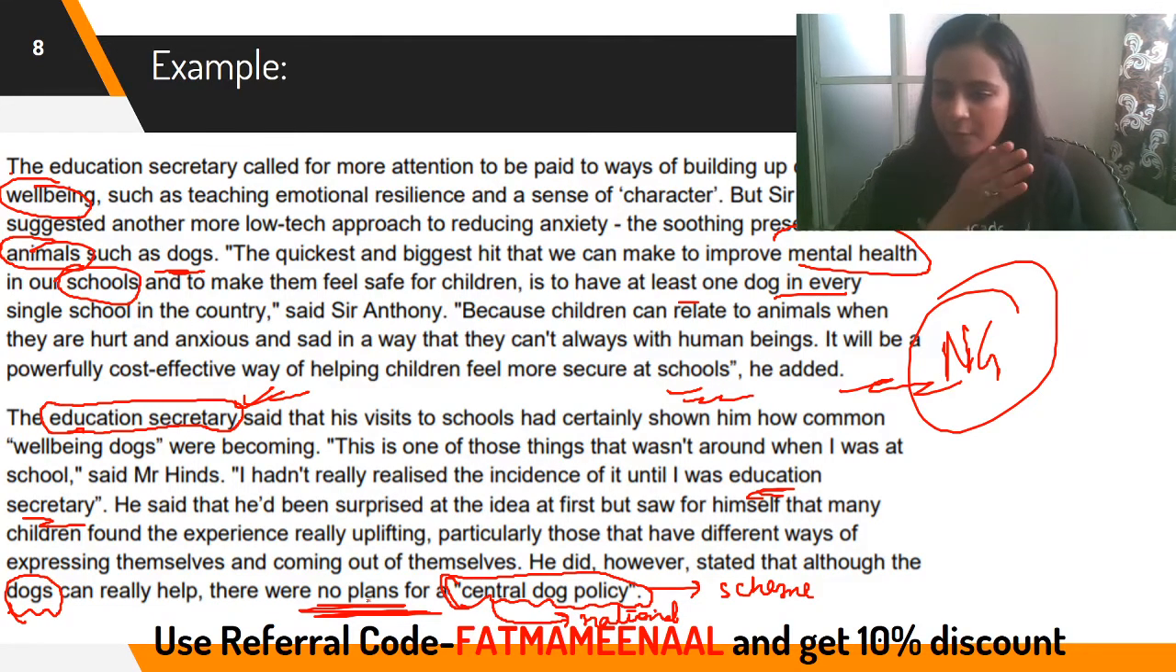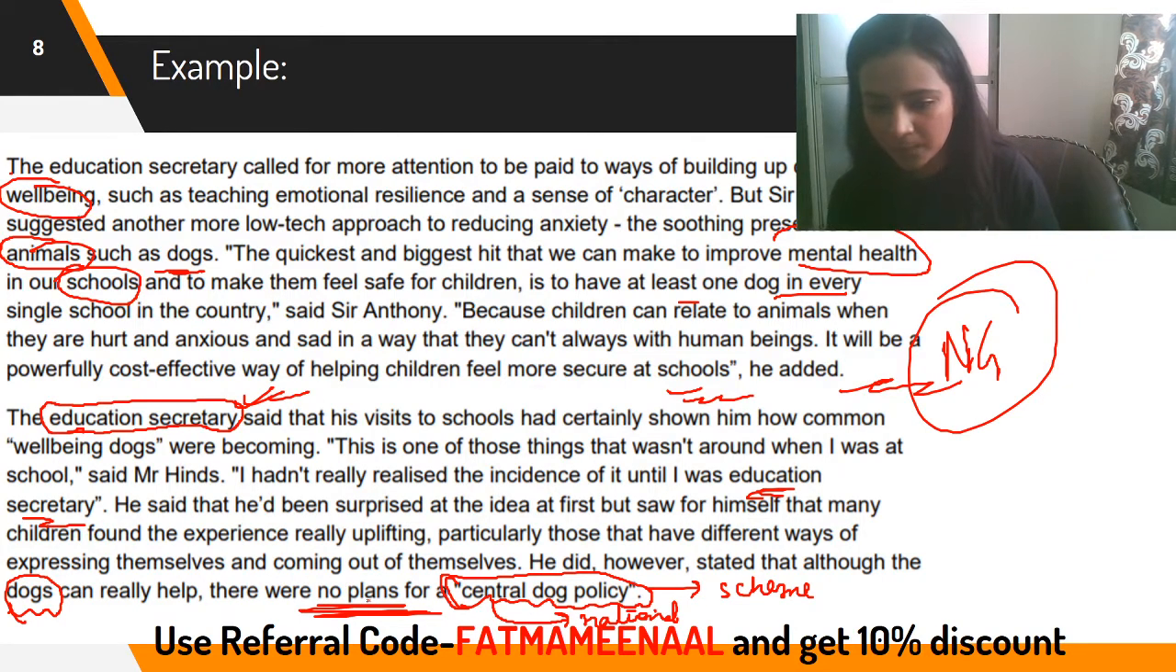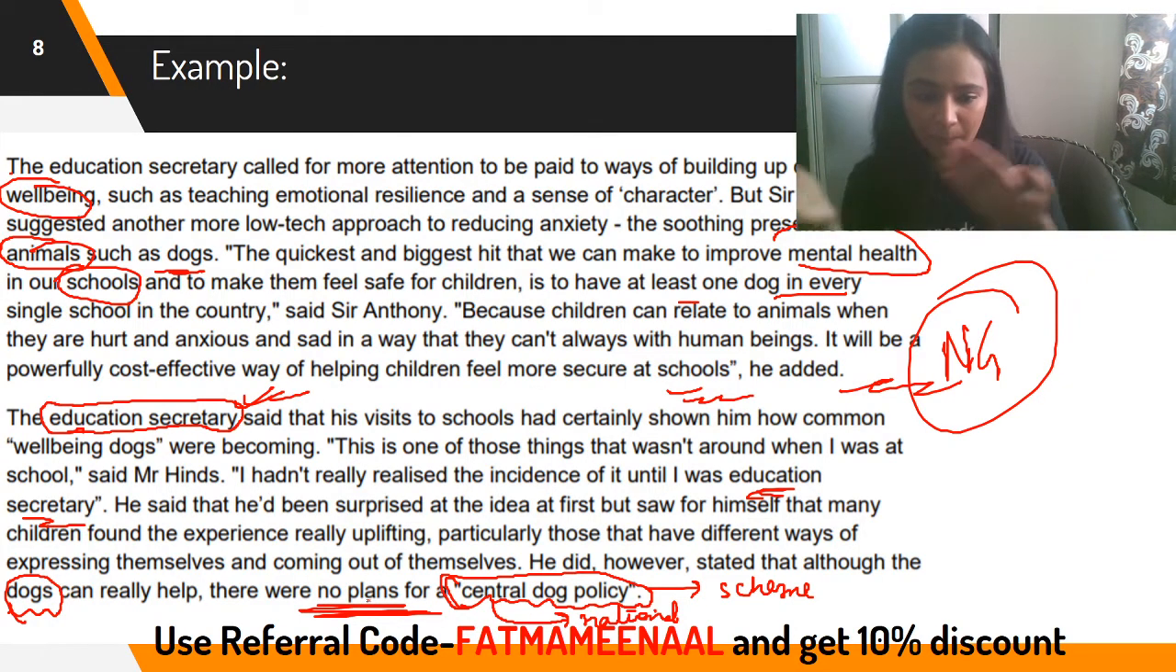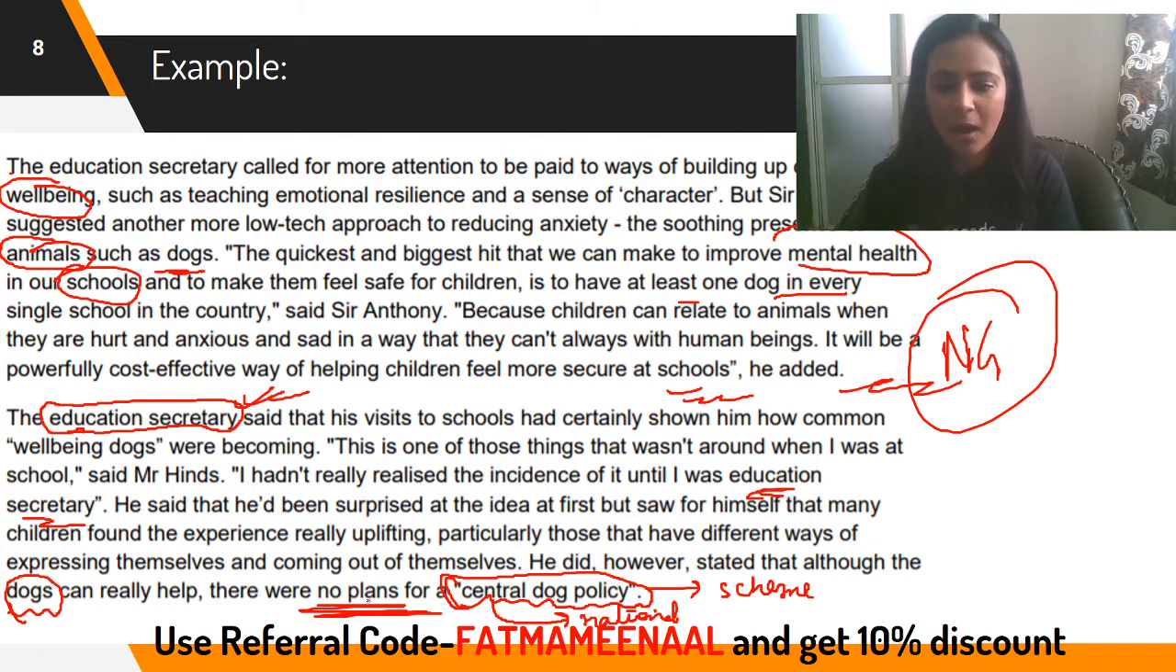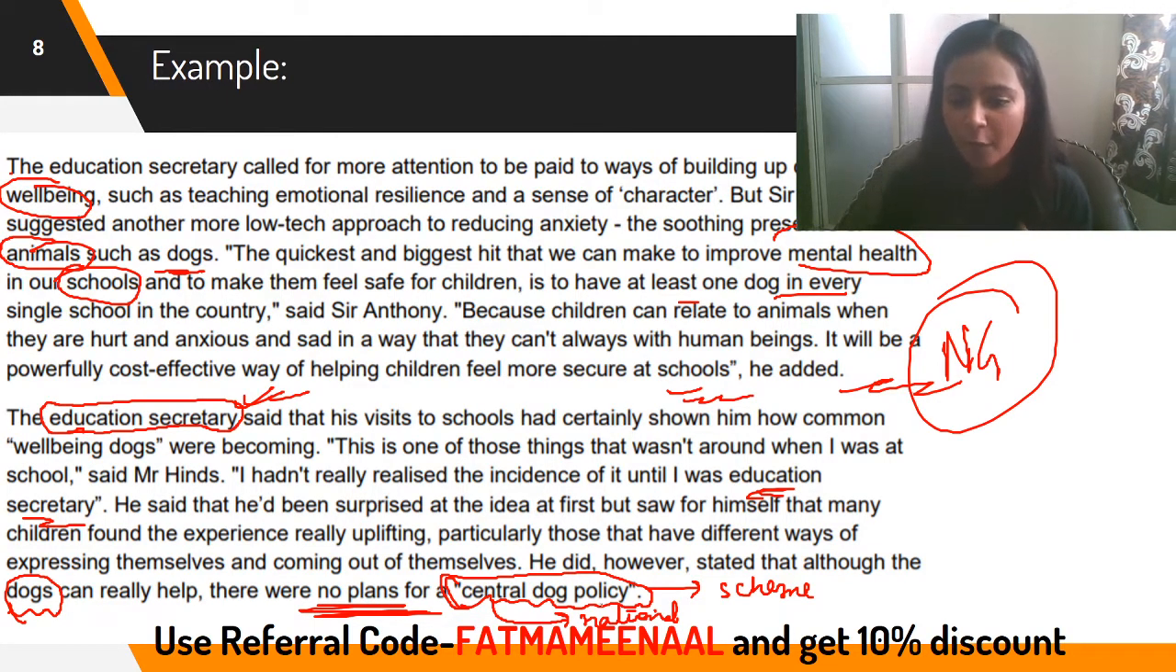So first of all, I have found all the parts of the sentence from my question statement present here, but they are saying just the opposite. So my answer is false.